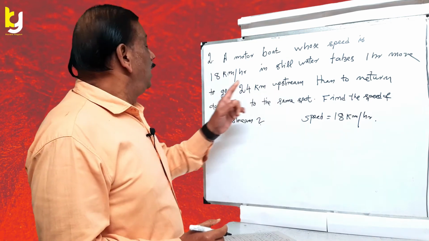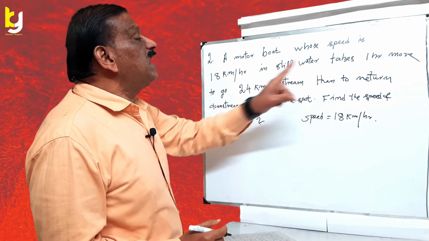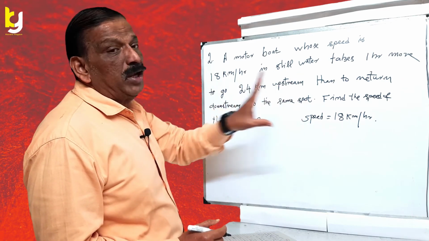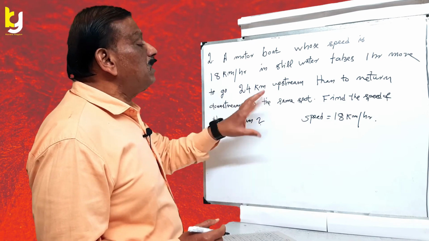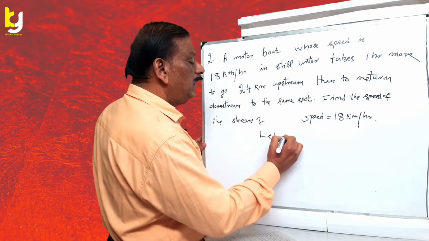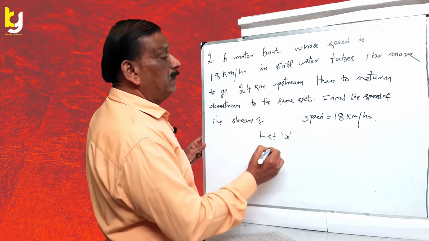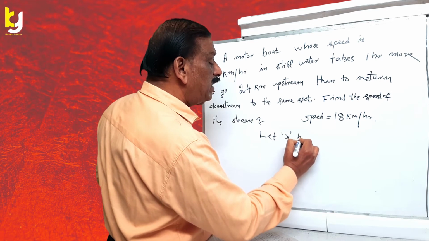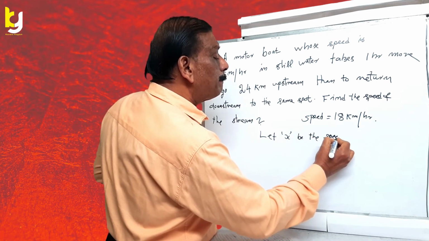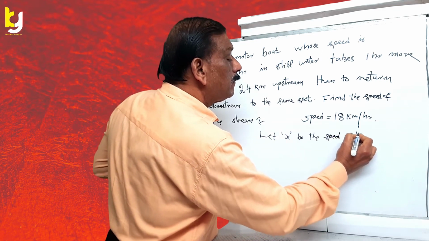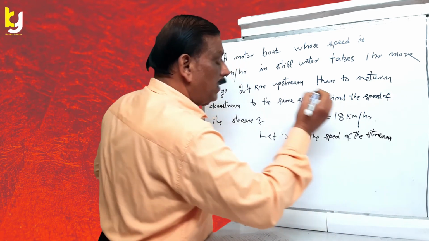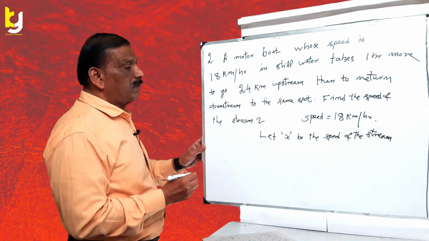Then the boat takes 1 hour more to go 24 km upstream than to return downstream to the same spot. Let x be the speed of the stream.